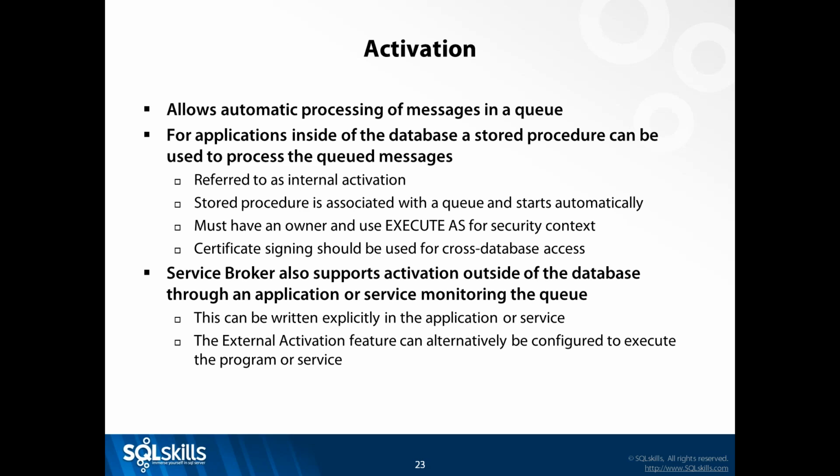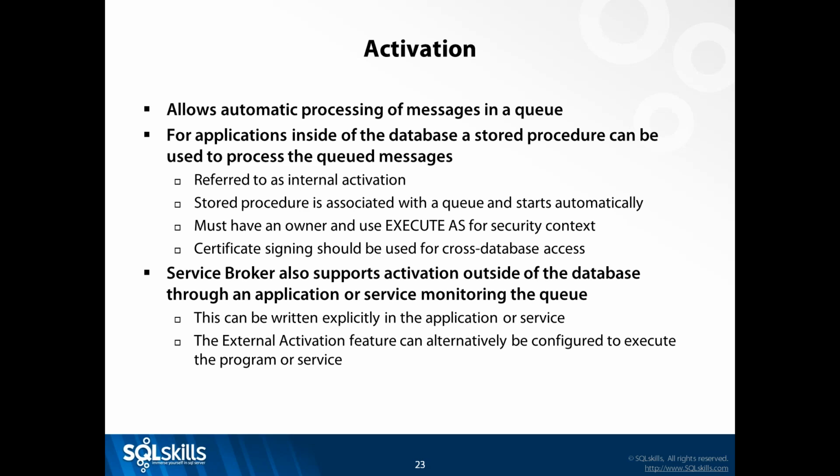And then to wrap things up, the way we automate this is through what's known as activation. And this is typically implemented through a stored procedure, but you can write .NET applications for external activation and processing of the queued messages depending on what your requirements are. When you use a stored procedure, it's referred to as internal activation. The procedure becomes associated with the queue and will start executing automatically anytime a message is popped onto the queue and the queue is enabled. It has to have an owner and it has to use the execute as in its definition for a security context.